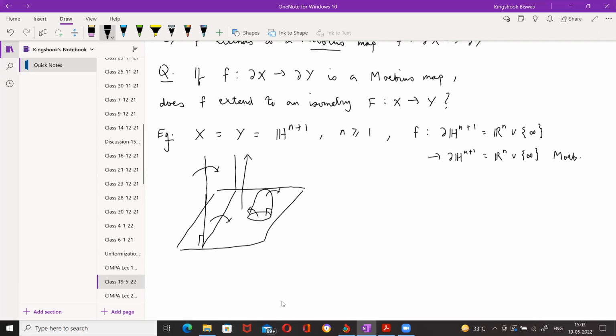So it's going to send the boundary to the boundary because it preserves angles. So the boundary has to go to the boundary. I mean, the boundary is already going to the boundary, we know. And so then it's going to send the upper half space to itself, right?